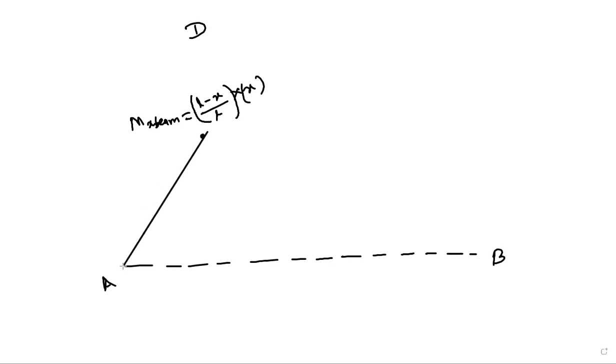Okay, now this is the value of Mx beam which is equal to L minus x by L into x. Okay, so for this, this will be the ILD of Mx of beam, which is positive.